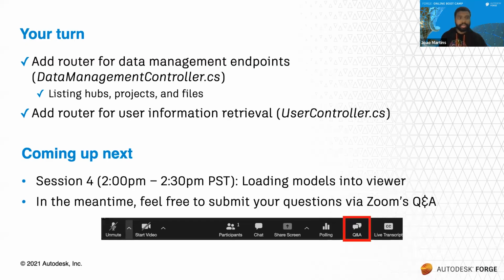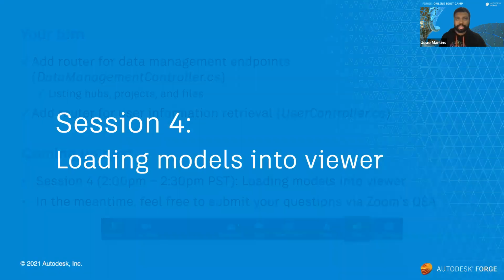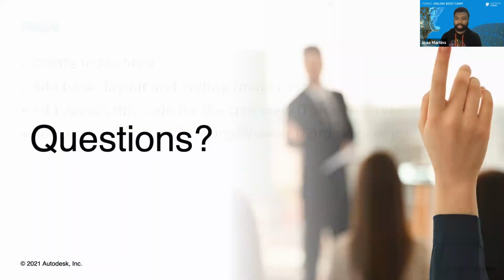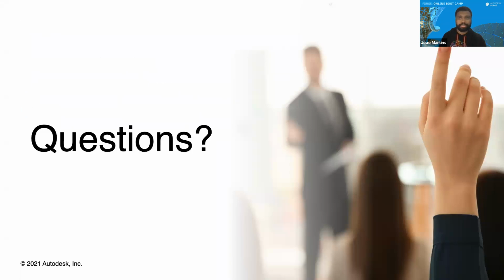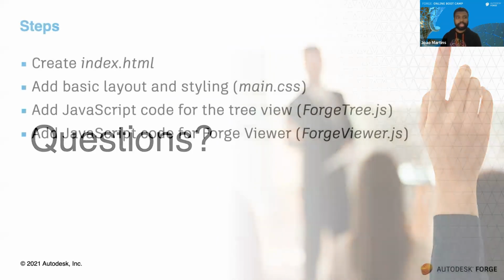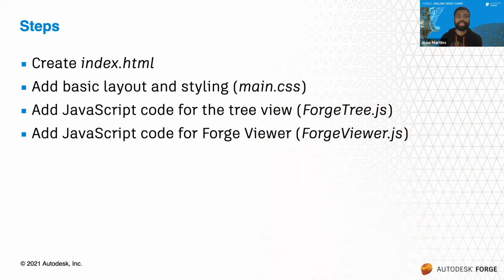All good. We are good to start our last session. Session 4, loading our models into viewer. Before that, do we have any questions? No. I think everything was covered. So let's keep moving. We have 4 steps this time. We are going to create the index.html, main.css, forge tree, and forge viewer.